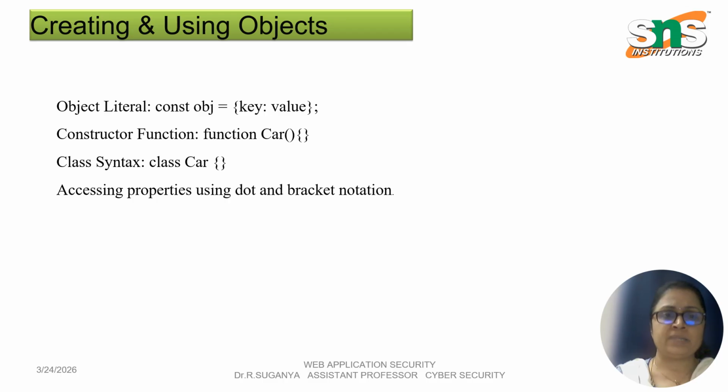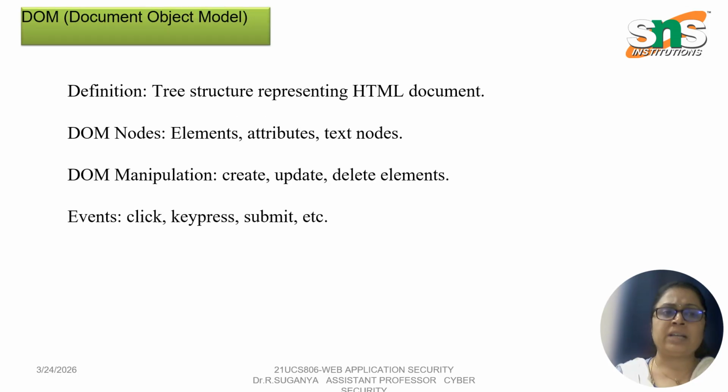The properties can be accessed by using the objects. Object dot property will be the actual notation or syntax. Now we come to the document object model. The document object model is the tree structure which represents the HTML documents, with elements, attributes, text nodes. We can manipulate it by creating, updating and deleting elements.